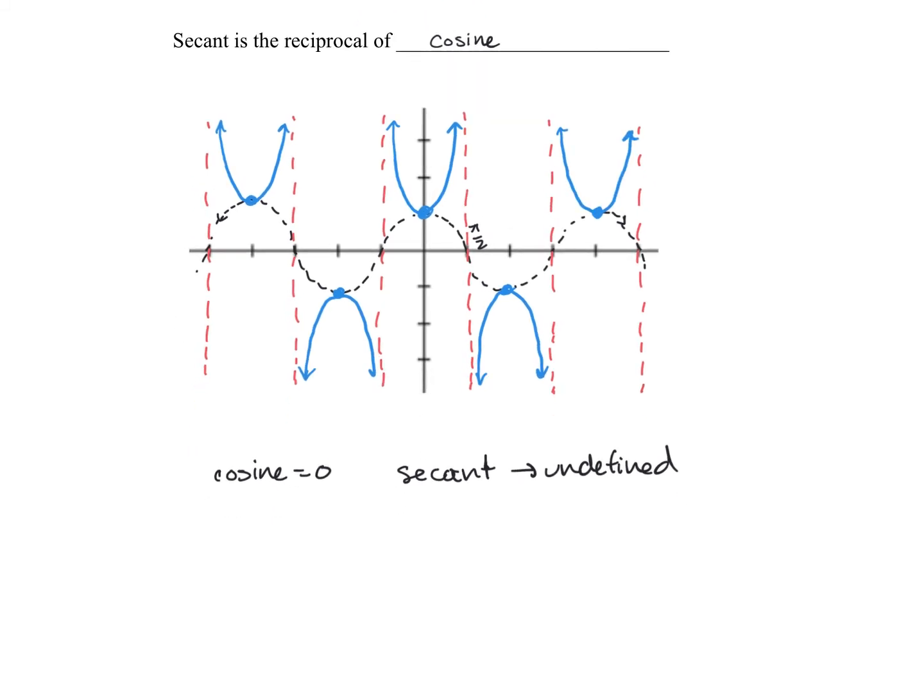The period of secant is 2 pi, same as the period of cosine. And again, we can describe those repeating asymptotes by naming any asymptote that exists, like pi/2, and then describing how often it repeats. It'll repeat every multiple of pi, so we can say plus pi n.